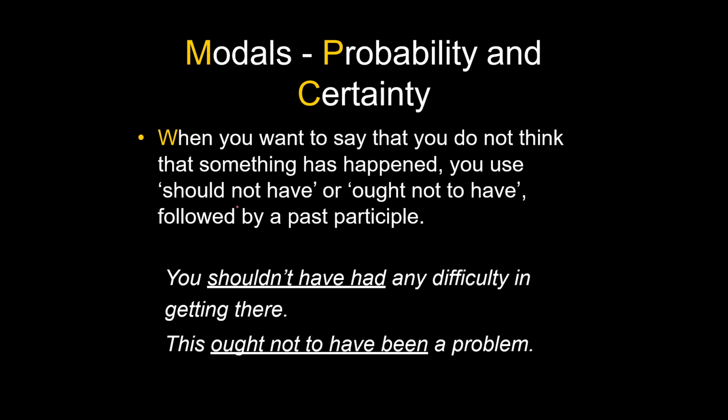Okay. Similarly, when we want to say that we do not think that something has happened, we use should not have, the negative form of should have, plus past participle, and ought not to have, followed again by the past participle or verb 3. So, you shouldn't have had any difficulty in getting there. So when we do not think that something has happened, we can use shouldn't have and the past participle. Similarly, this ought not to have been a problem. These modal verbs, shouldn't or ought not to have been a problem.